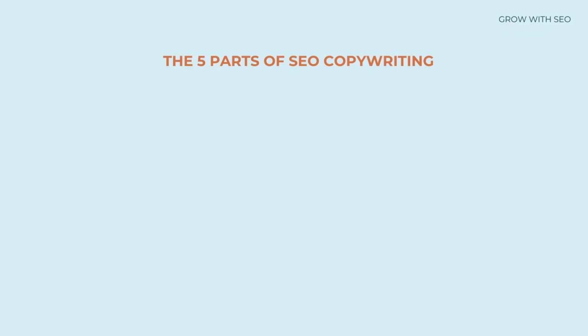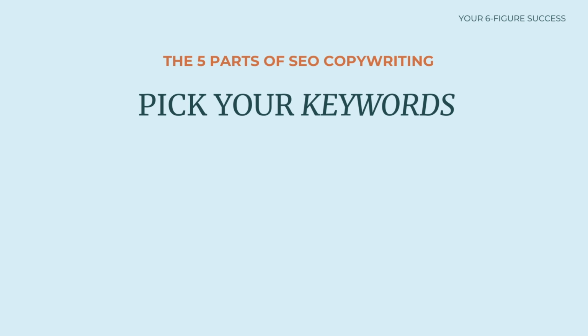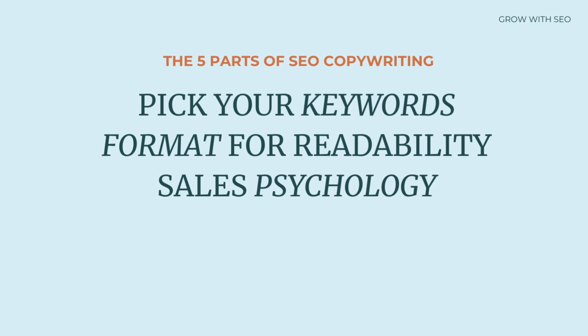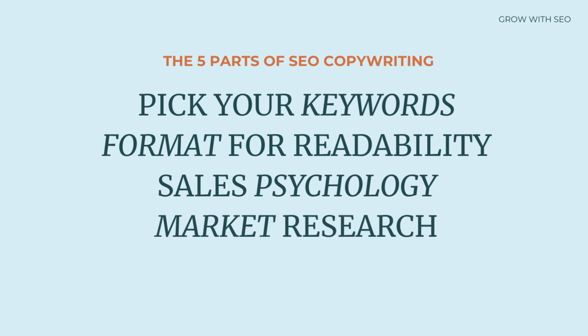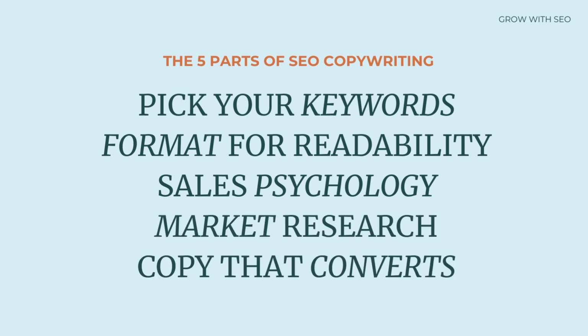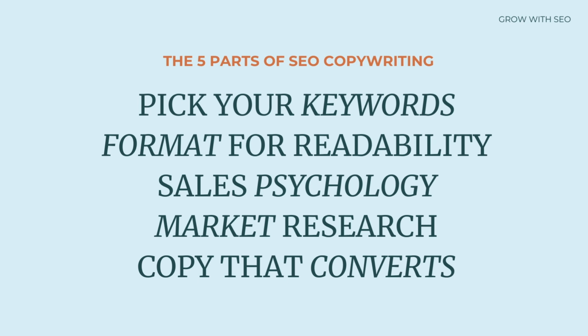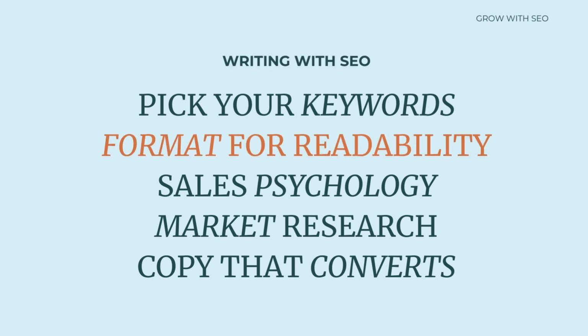So there are 5 parts of SEO copywriting. You need to pick your keywords, which we went over. You need to format for readability. You need to incorporate sales psychology. You need to do market research. And then you can write copy that converts. So I can't obviously go over all of that right now, but I do teach all of this step by step in module 5 in SEO Your Success, and it's called SEO Your Sales. But for now, let's focus on formatting for readability.